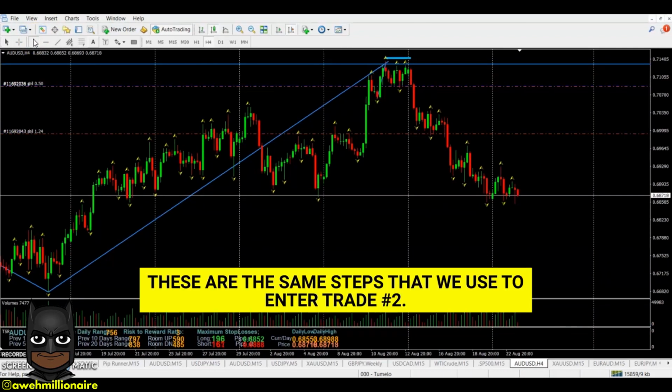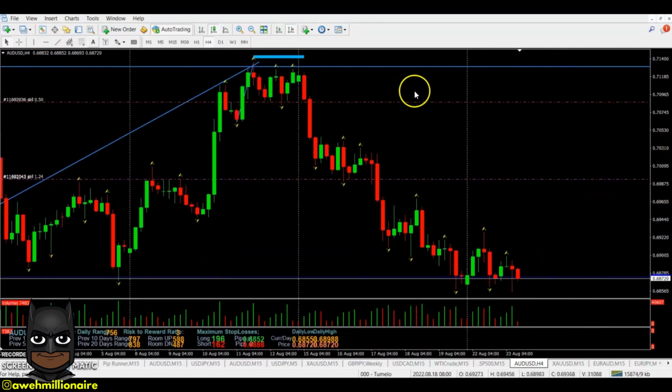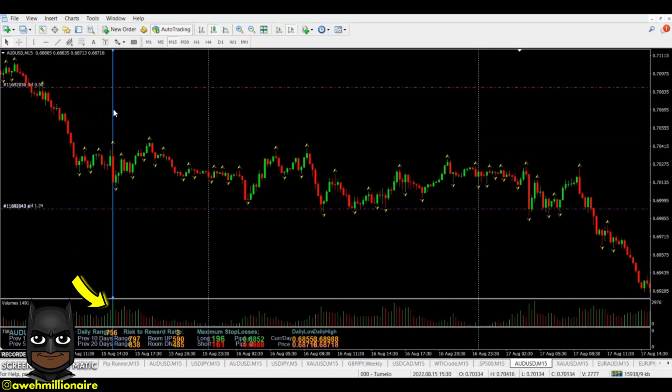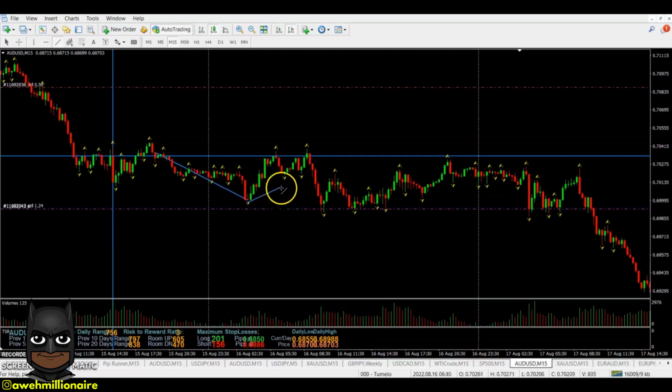These are the same steps that we use to enter trade number 2. Identify our supply level on the H4 time frame using FX volume, draw our supply level on the M15 time frame using FX volume, wait for price to test our supply level.